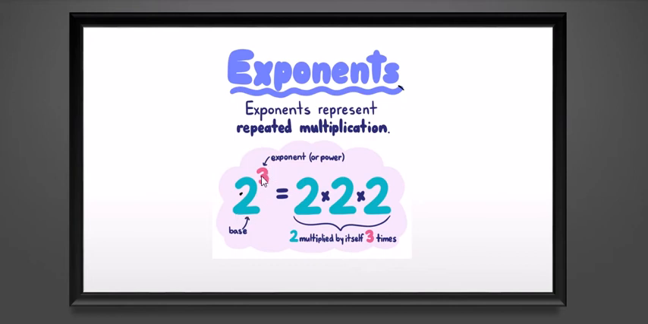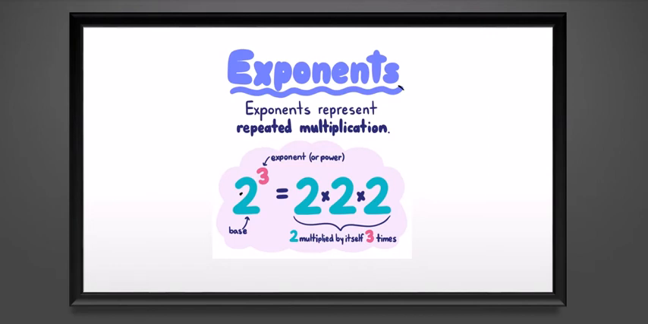Basically, it means the base gets repeated as many times as the exponent says. So in this case, 2 to the power 3 means your 2 will get repeated 3 times. It's 2 times 2 times 2, and when you multiply and simplify, the answer will be 8. Now let me explain the 7 laws of exponents, and I will also give you some examples.